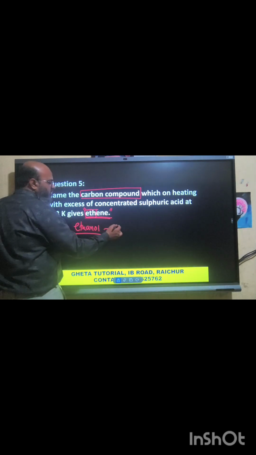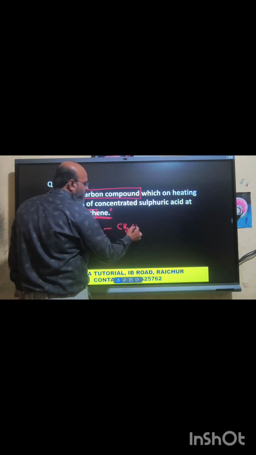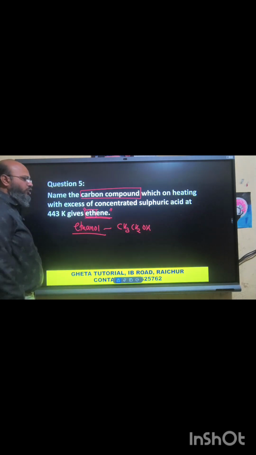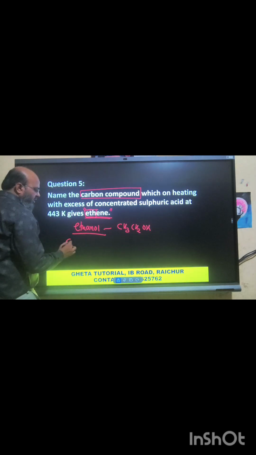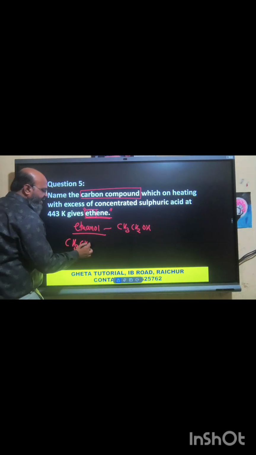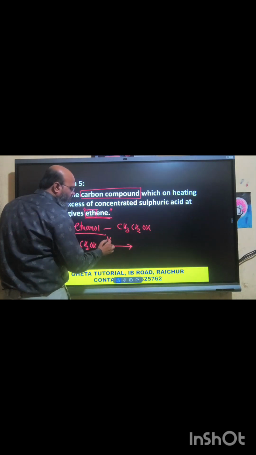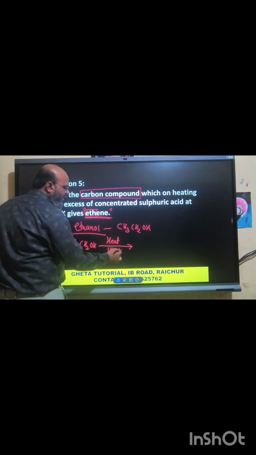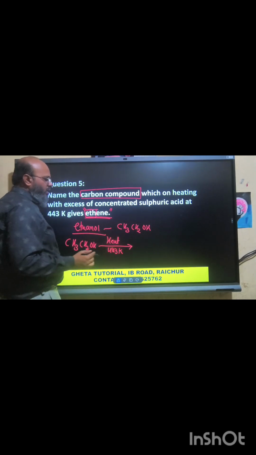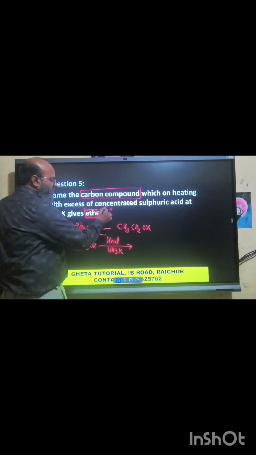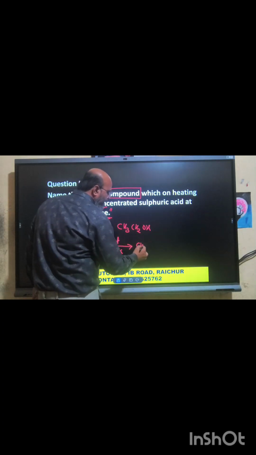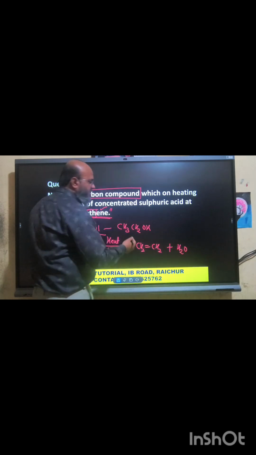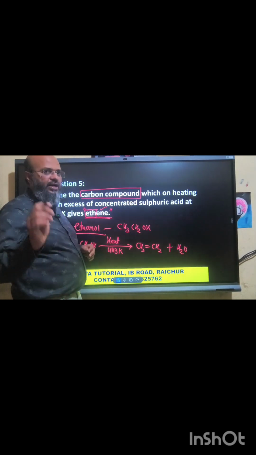Ethanol. The formula of this is what? CH3CH2OH. So whenever ethanol is heated at the temperature of 443 Kelvin, what will happen? You know that ethene will be formed. As given here, ethene, CH2=CH2 plus H2O. So this reaction is also called a dehydration reaction.